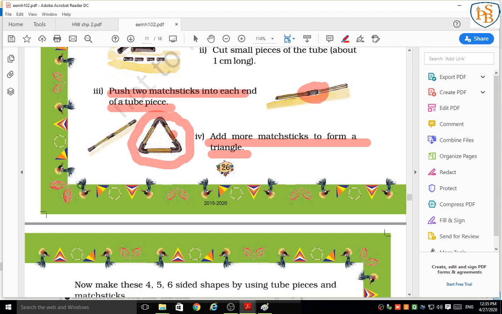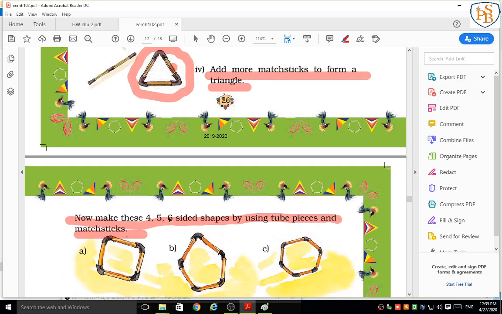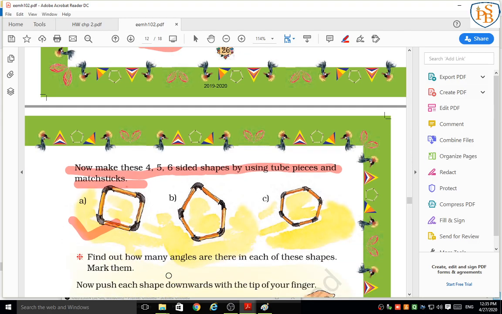After that, now take some more matchsticks and make 4, 5, 6 sided shapes by using tube pieces and matchsticks. Same instructions, same activity, same procedure we have to follow over here. Again take 4 matchsticks, form 1 shape, that is a square. Then take 5 matchsticks and then take 6 matchsticks and just make those shapes.